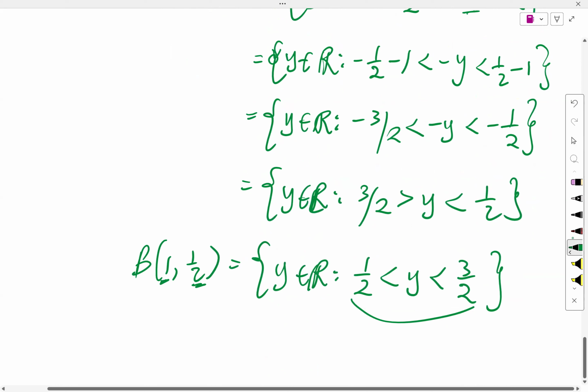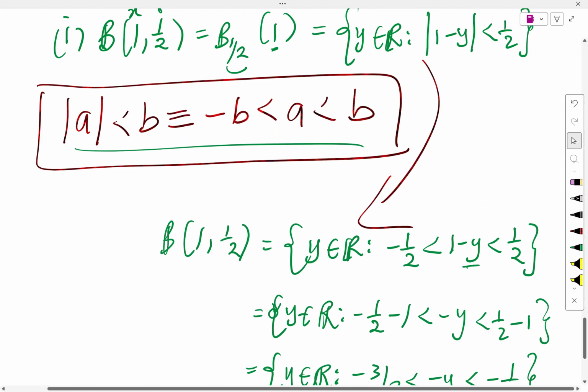So the values of y that satisfy this ball, the ball with center 1 and radius half, will have to be between half and 3 over 2. And that is one way to describe this thing. There are other ways by which you can describe it.